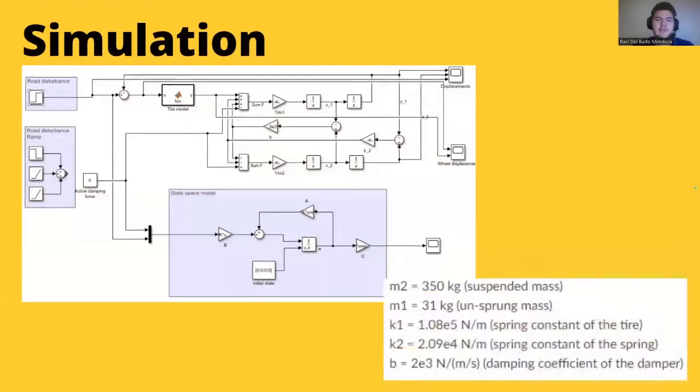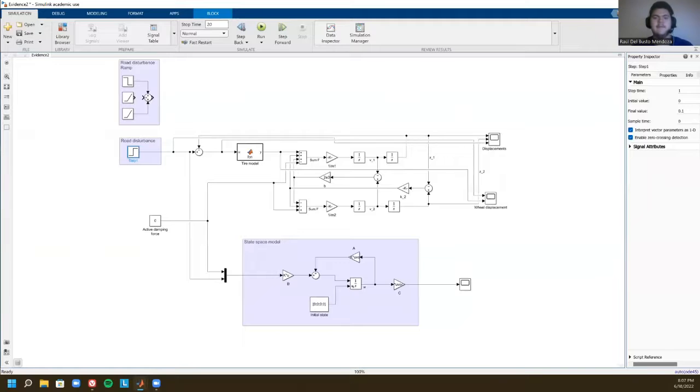This is the simulation of our active suspension system. One model was given to us, and it will be considered the more precise model. The other model is the state space model we obtained and simulated for this project. Also, we have the parameters that were inputted on both models.